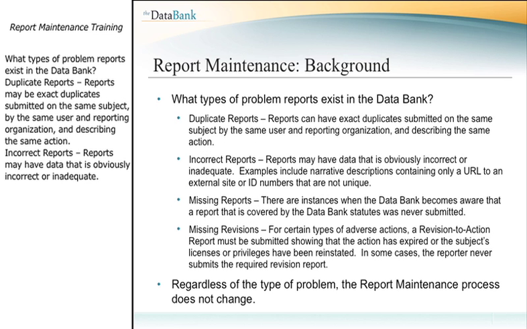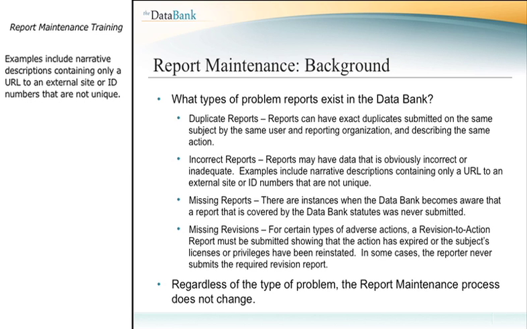What types of problem reports exist in the DataBank? Duplicate reports. Reports may be exact duplicates submitted on the same subject by the same user and reporting organization and describing the same action. Incorrect reports. Reports may have data that is obviously incorrect or inadequate. Examples include narrative descriptions containing only a URL to an external site or ID numbers that are not unique.